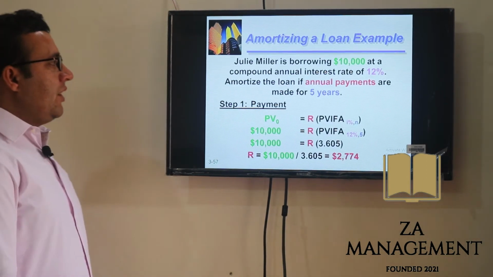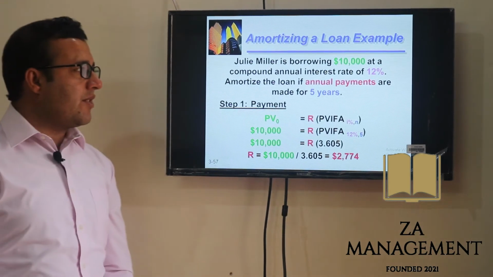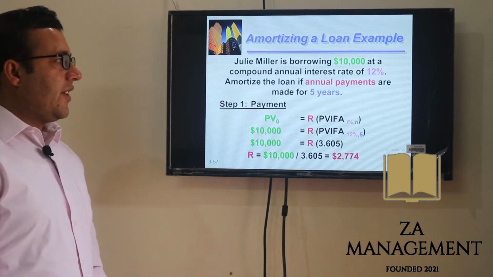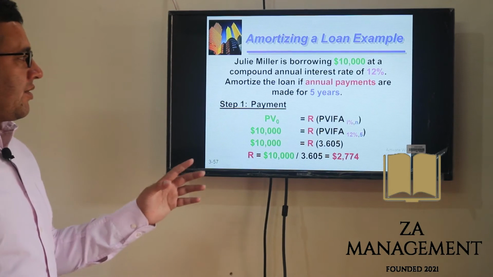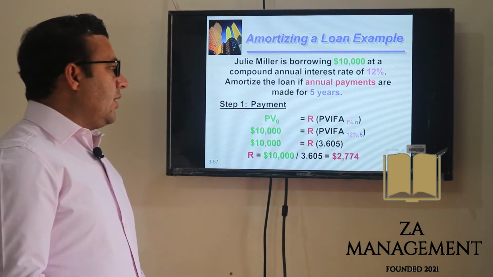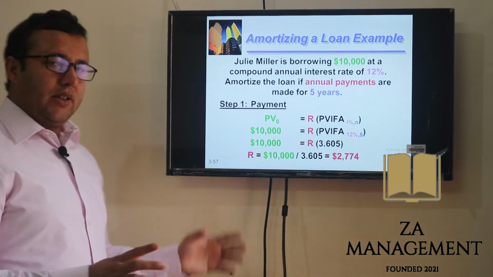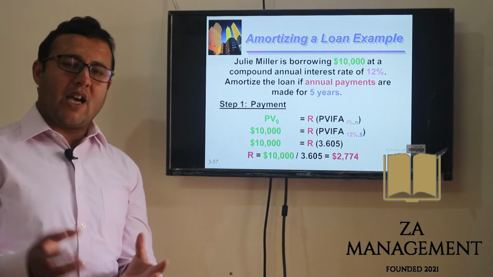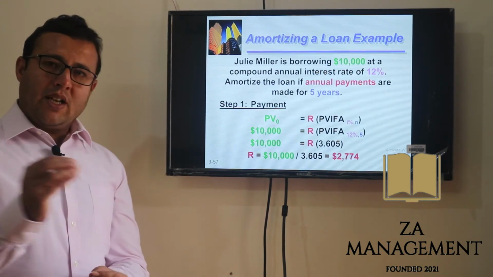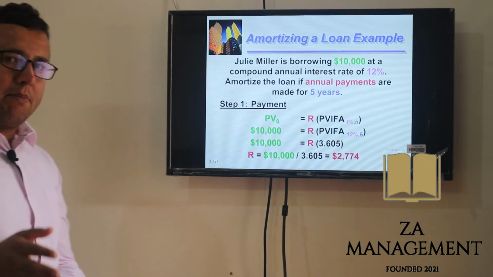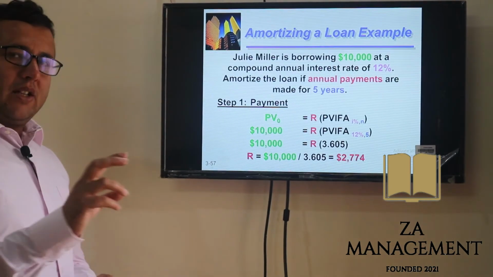Here we have an example. Julie Miller is borrowing $10,000 at a compound annual interest rate of 12%, with annual payments made for 5 years. So this amortization table is to be prepared for 5 years. Here we can solve it with the help of the annuity formula. The present value in this case is actually the amount borrowed, that is $10,000, and we need to find how much installment she has to pay to the bank.